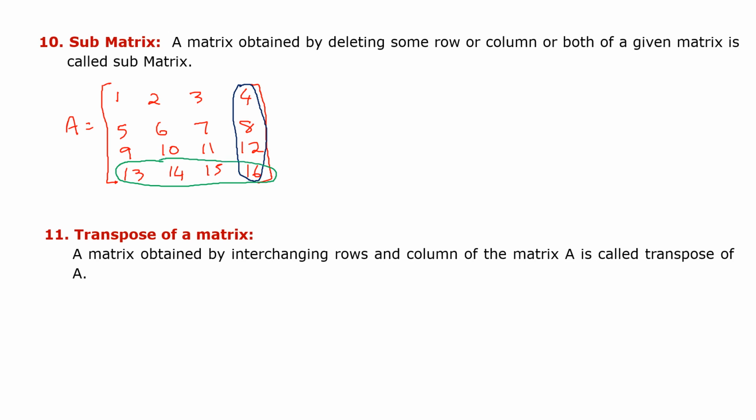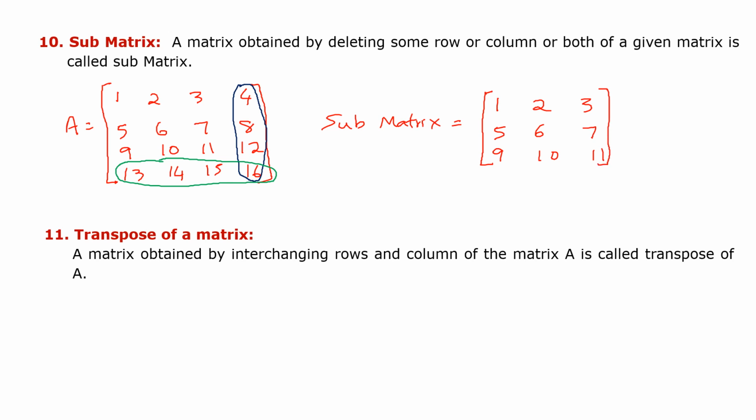Now what will happen is, when I delete one row and one column, what is remaining now? Now you see that is called the submatrix. So submatrix is equal to 1, 2, 3, 5, 6, 7, 9, 10, 11. So this is the submatrix of a given matrix.